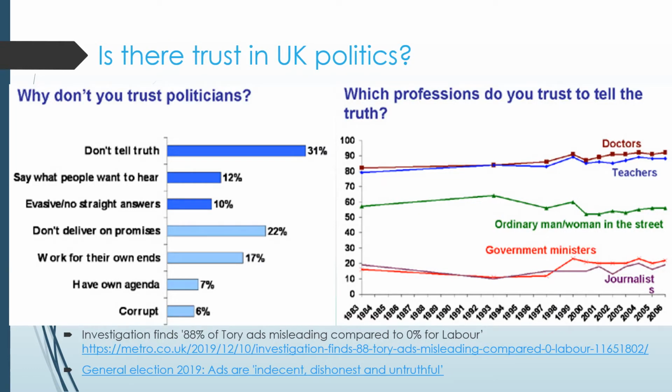So is there trust in policies? These two images will show you that there isn't really much trust in politics and politicians. A lot of people feel that the government don't do what they say, or maybe don't trust them. The most trusted professions would be doctors and teachers. But you can see these differences because people don't trust politicians.